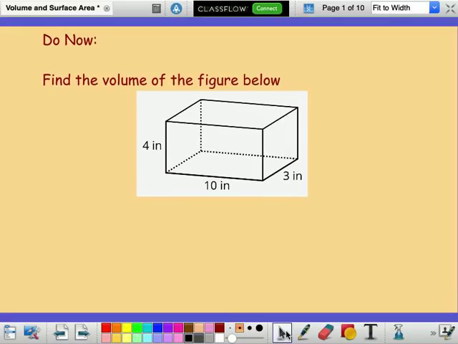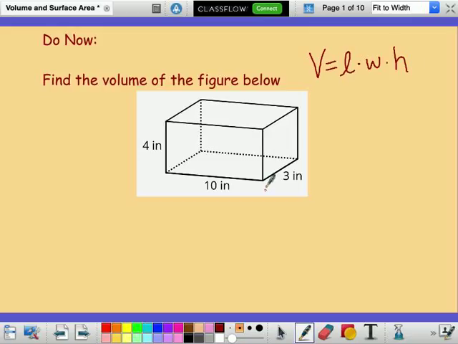This is your do now. Find the volume of the figure below. This is something that you guys have definitely learned in the past. That's why I gave it to you. The volume for a rectangular prism is length times width times height.